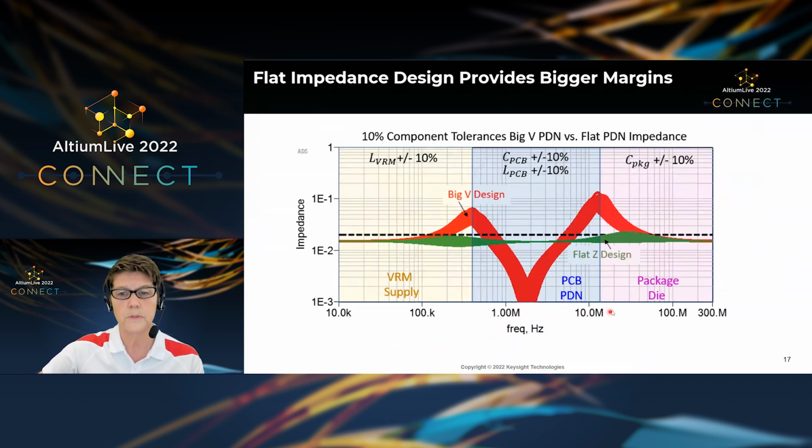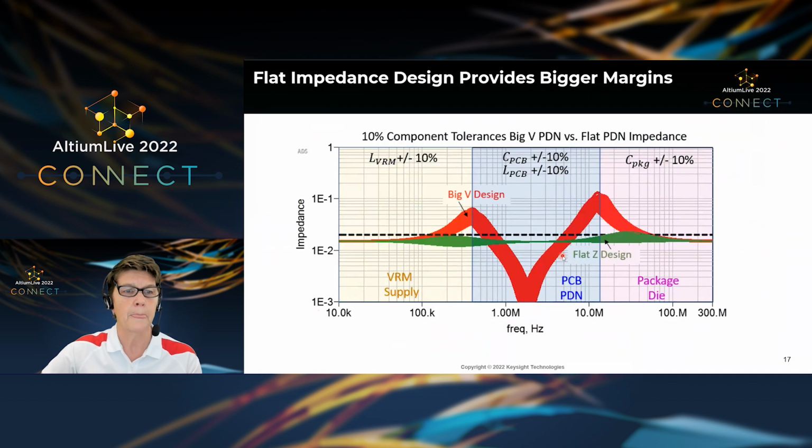You can run a Monte Carlo simulation to look at how robust your design is, how sensitive your design is to component tolerances, and just doing comparison on that simple schematic that we started with, you can see that the flat impedance design is much less sensitive than the big V design. This is a log scale on the left. So the big V design has a much larger variation than the flat impedance design, and that's just another reason for doing matched impedances in power delivery.